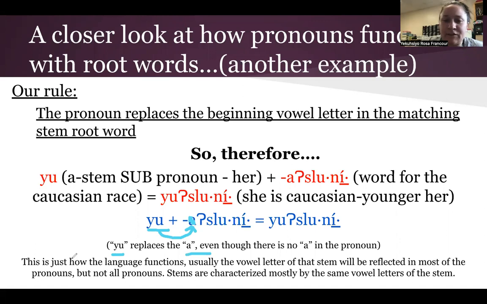Okay, so this is just how our language functions. Usually the vowel letter of that stem will be reflected. It will be reflected in most of the pronouns, but not all the pronouns. So stems are characterized mostly by the same vowel letters of the stem. So just FYI, just keep that in mind. You don't have to think about it too much, even though that was a detailed description of that rule, but it's just there so that you have an understanding. Okay. If it's still a little confusing, don't worry about it. Just keep practicing. Okay. It will come to you eventually. So that is a little bit more about our rule for vowel stems.